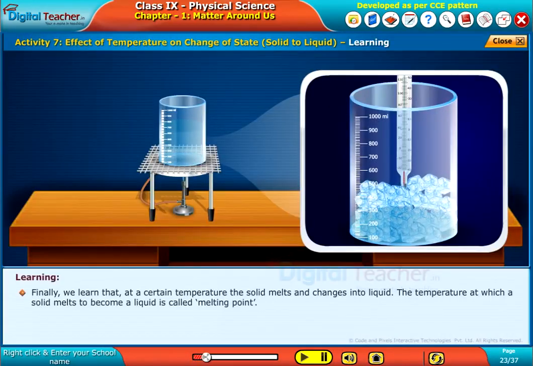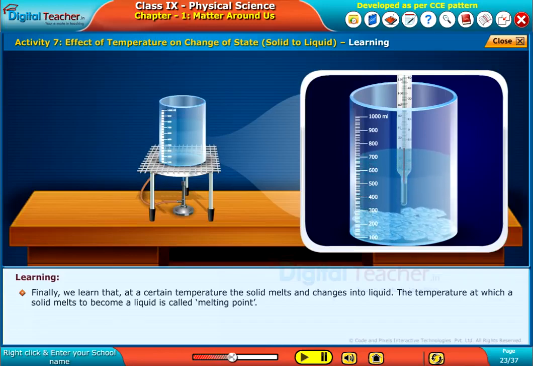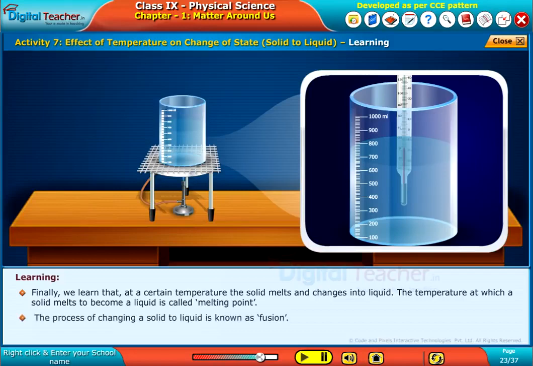Finally, we learn that at a certain temperature, the solid melts and changes into liquid. The temperature at which a solid melts to become a liquid is called melting point. The process of changing a solid to liquid is known as fusion.